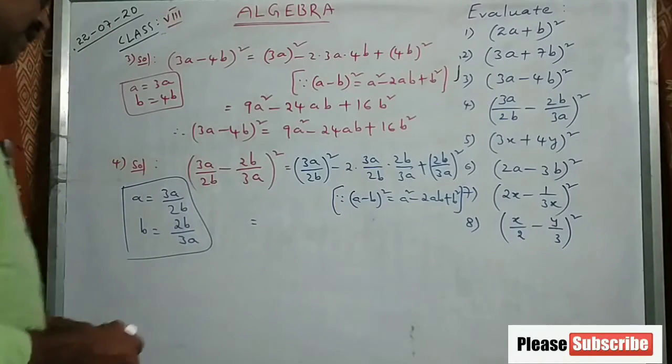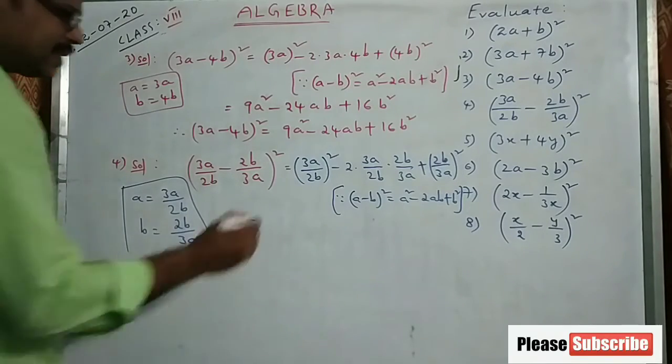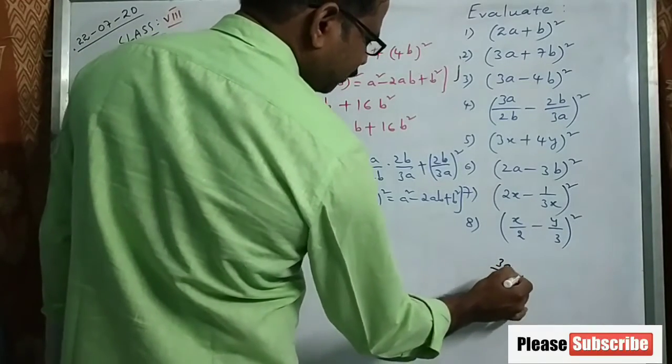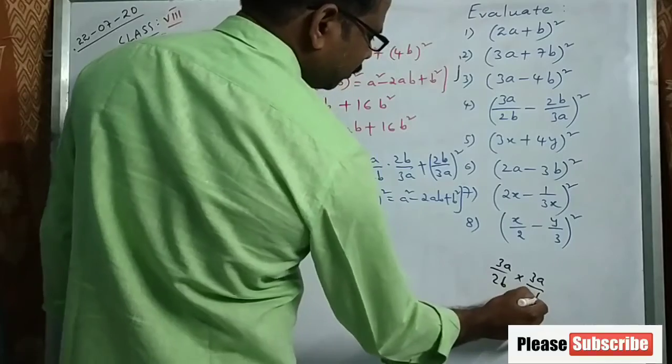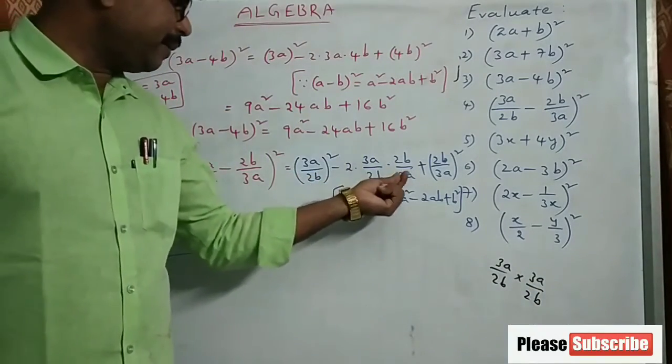Okay. What is the formula? a square minus 2ab plus b square. What is 3a by 2b whole square? 3a by 2b into 3a by 2b. Two times we have to multiply. Now a square minus 2ab plus b square.